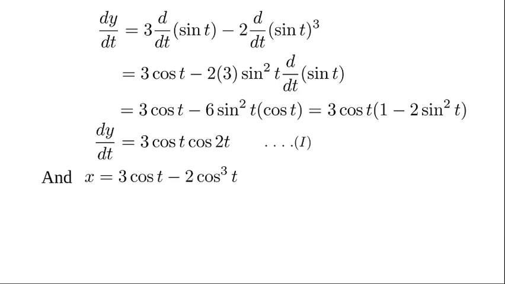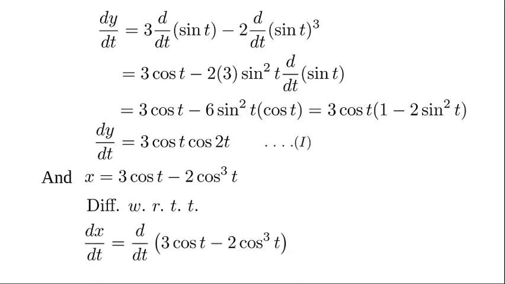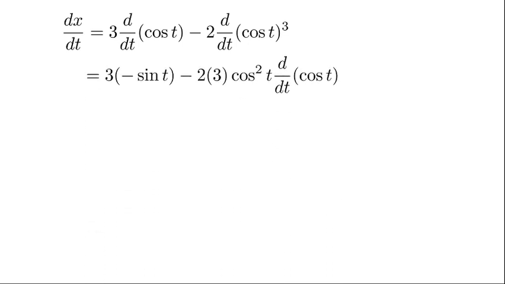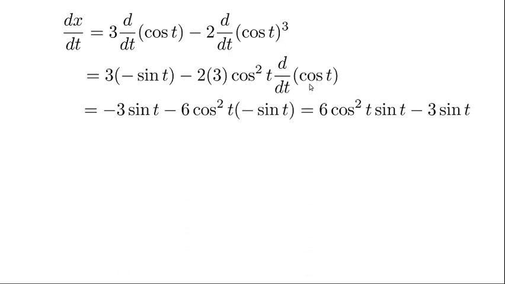And the other part is x equal to 3 cos t minus 2 cos cube t. Differentiate with respect to t. So dx by dt equal to d by dt of 3 cos t minus 2 cos cube t. This d by dt gets into the bracket, it gives 3 times d by dt of cos t minus 2 times d by dt of cos t whole cube. Derivative of cos t is minus sin t. And here it becomes 3 cos square t into derivative of cos t. So that is minus 3 sin t minus 6 cos square t into again minus sin t. And this becomes positive, so we have kept the positive term first. It becomes 6 cos square t sin t minus 3 sin t.